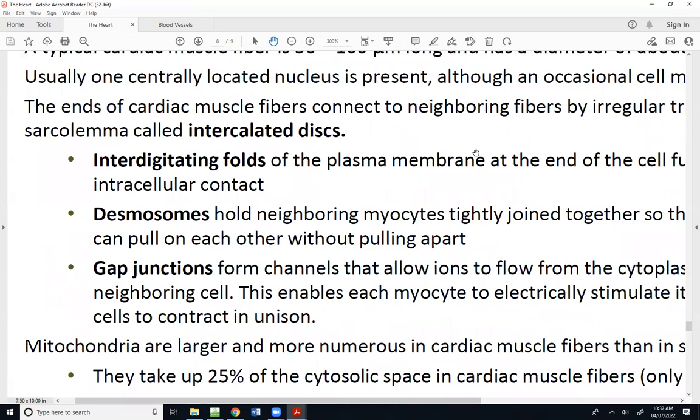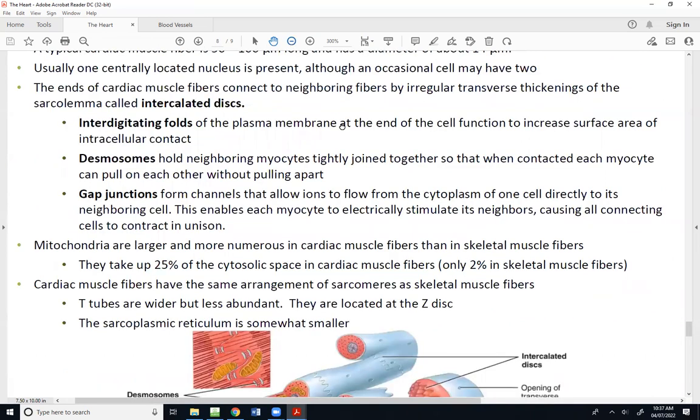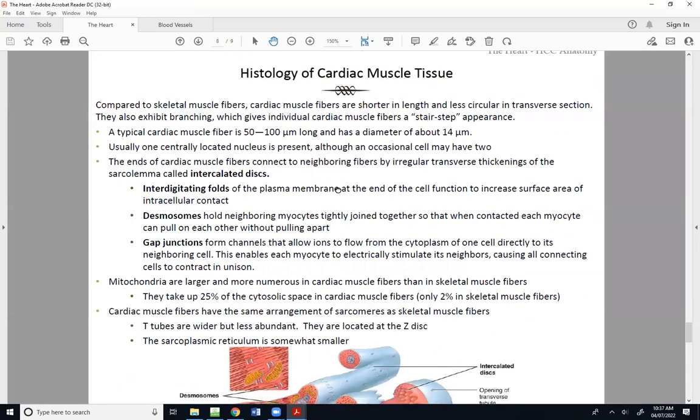All right, let's talk a little bit about the histology of your cardiac muscle cells and the muscle tissue. So in other words, we're going to talk a little bit about the structural makeup of the tissue itself. Okay. And we can think back to when we talked about skeletal muscle fibers. We previously talked about those pretty in depth.